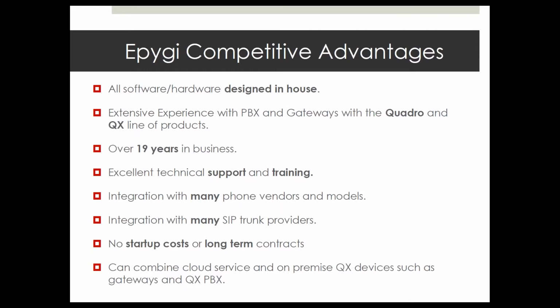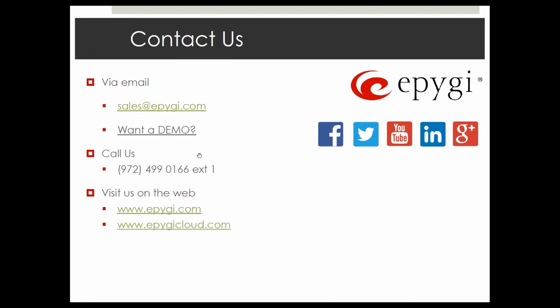Competitive advantages: everything is designed in-house. As many of you know, we don't use Asterisk or open source. We've always done all our software, our hardware, everything from scratch, so we have better control of the feature set that we want to add to the product line. We have extensive experience, over 19 years on the Quadro, on the QX line of products, and very good technical support and training modules.